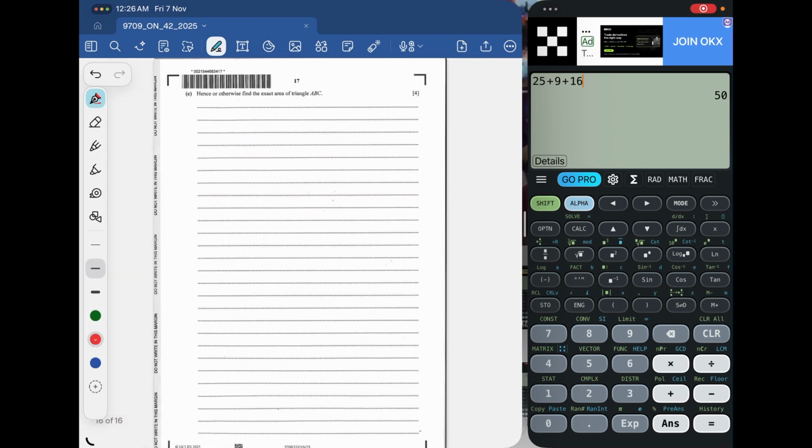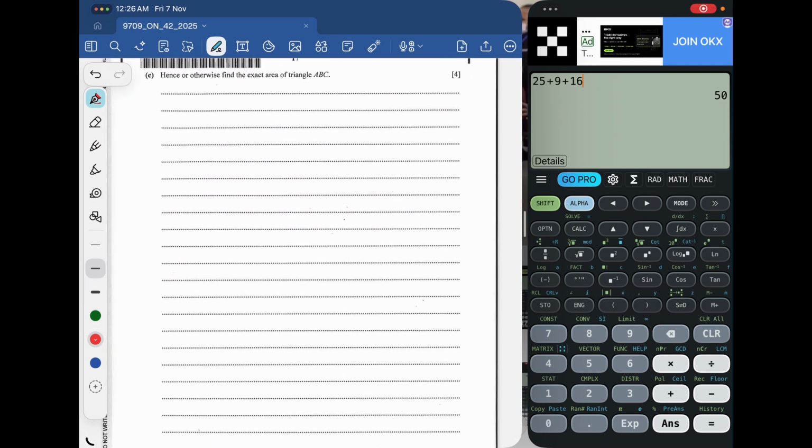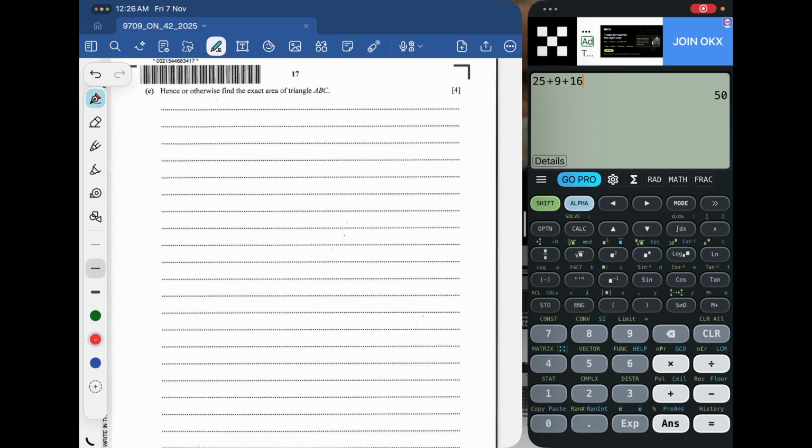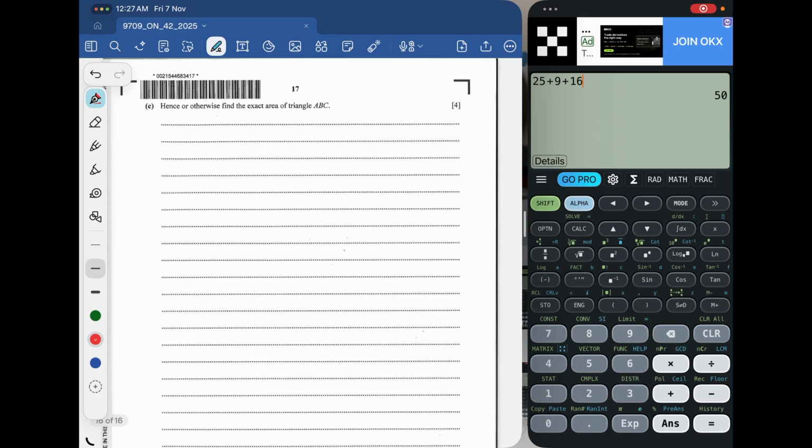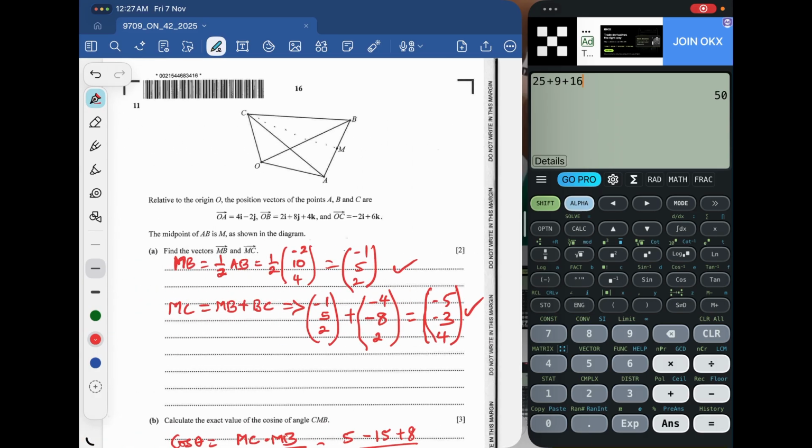Now the last part of our quest in solving this past paper. I think this is a tricky one. So we're told to find the area of triangle ABC.